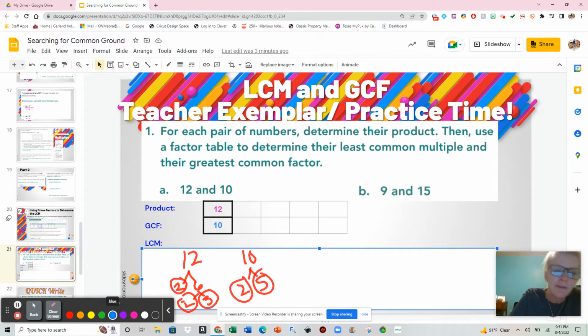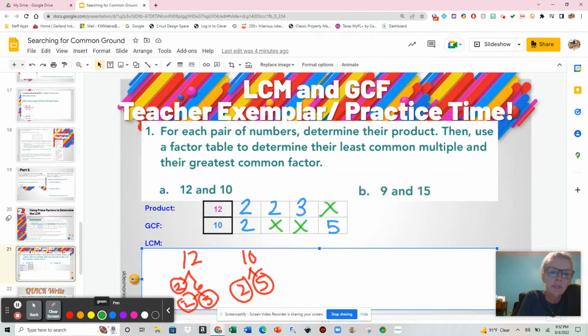Okay, so now I'm going to fill in my chart. I always like to start with the bigger number, the one that has the most numbers to fill in my chart. So for 12, I have 2 and 2 and 3. Okay, and what did they have in common? They only have 1 2 in common, so that's going to go right here. And the other factor of 10 is 5, so it's going to have its own little space over here. Okay, so what do they not have in common? They don't have this 2 in common, this 3, or this 5.